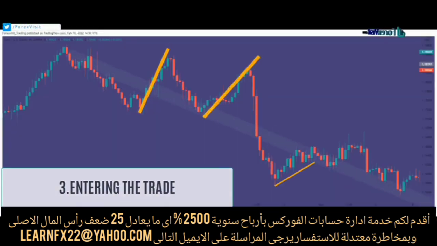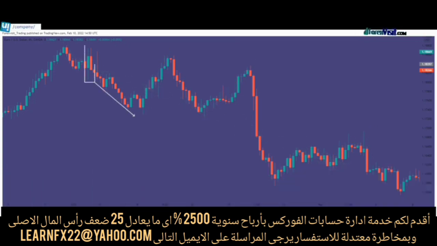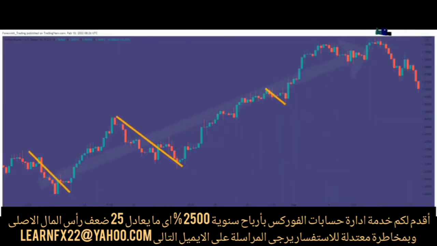Step 3. Entering the trade. With the trend isolated and a pullback occurring, wait for the engulfing candle strategy trade signal. During a downtrend, wait until a down candle engulfs an up candle. For engulfing candle strategy signals during an uptrend, wait until an up candle engulfs a down candle.